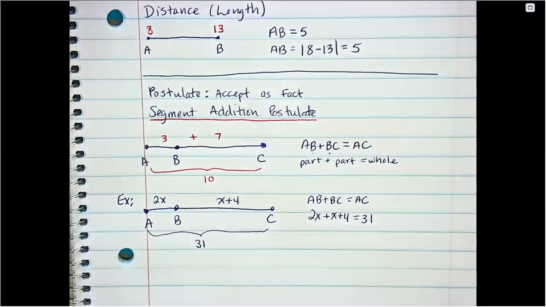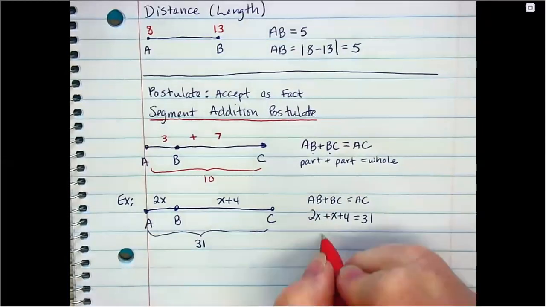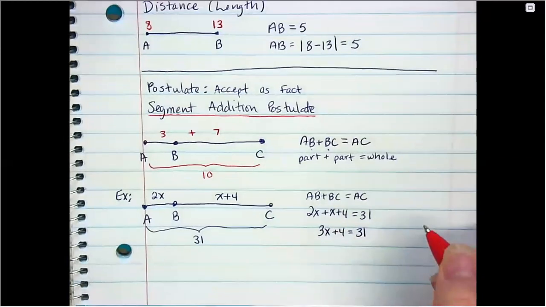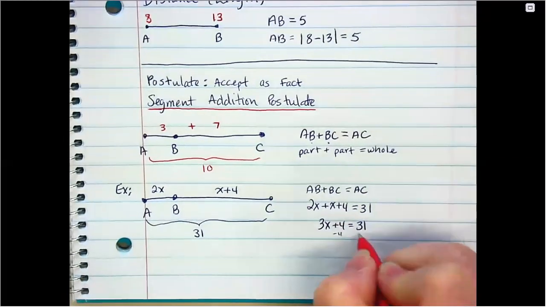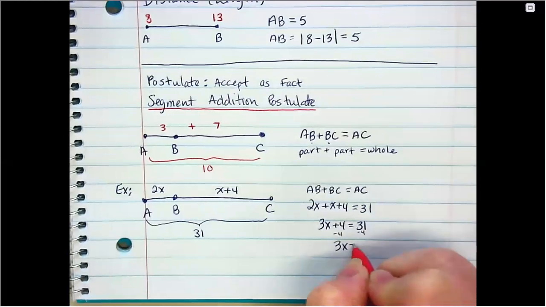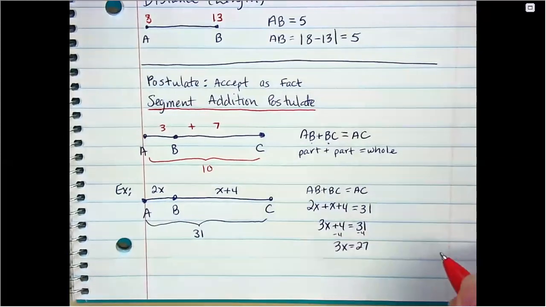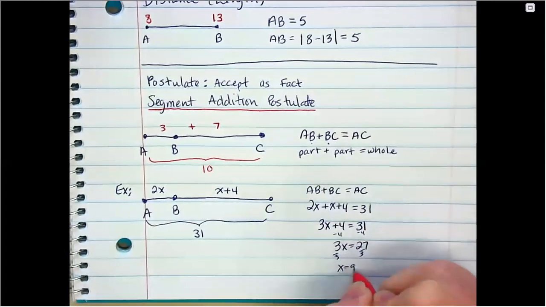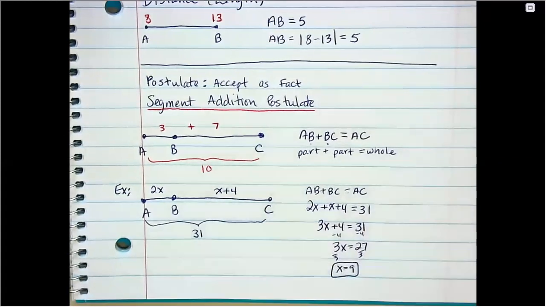Combining like terms, we have 3x plus 4. And then if we subtract 4 on both sides, we have 3x equals 27. And dividing both sides by 3, we get x equals 9. So it isn't real hard if you just keep it very simple: one part plus the other part equals the whole. And the whole distance can actually have a variable as well. It could have been like x plus 31. Then you would still solve.